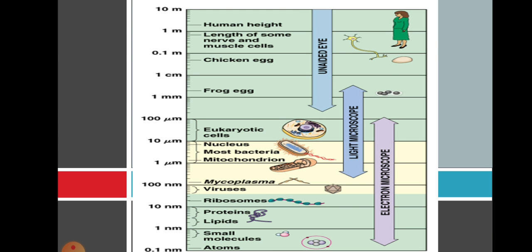In the picture we can see sizes of different living organisms, starting from human beings to small atoms. With the unaided eye we can see sizes between 100 micrometers to 10 meters, whereas with a light microscope we can see from 100 micrometers to 100 nanometers, while using an electron microscope we can see down to 0.1 nanometers, that is the size of an atom, up to 100 micrometers.